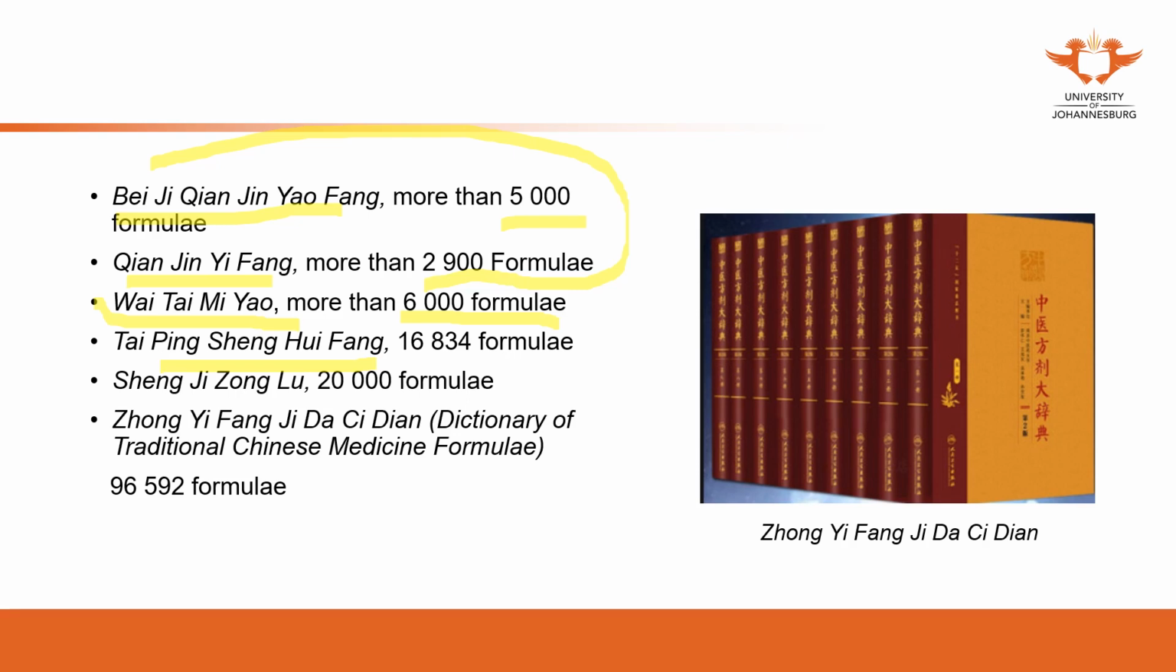And today, we have 中医方剂大辞典. So this is the dictionary that we are using now. Dictionary of Traditional Chinese Medicine Formulae. We recorded 96,592 formulae. As you can see from these records, I trust that all of us will agree that no one can remember 96,592 formulae. No one can remember 96,000 in your brain.